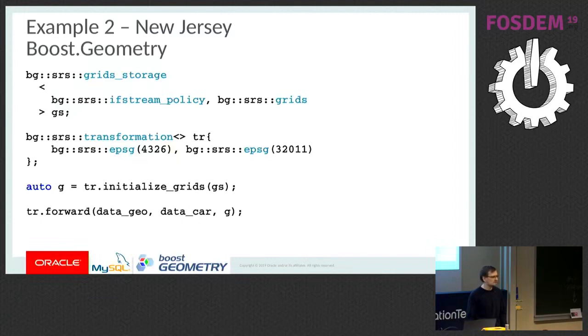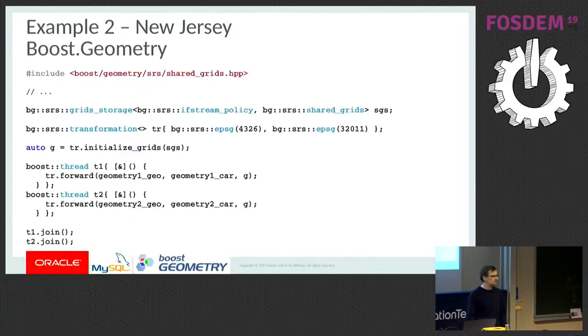searches for a file in the program directory and uses ifstream. And the second parameter, grids, is the way to tell the library to use single threading. And then we are creating the transformation and initializing grids, which are then passed to forward methods. If you want multi-threading, the only difference is that instead of srs grids, you have to pass shared grids.